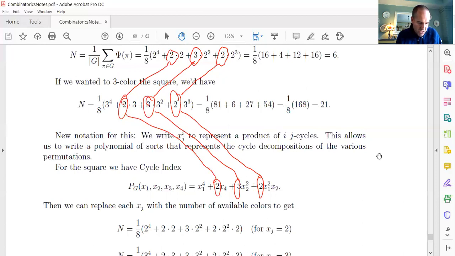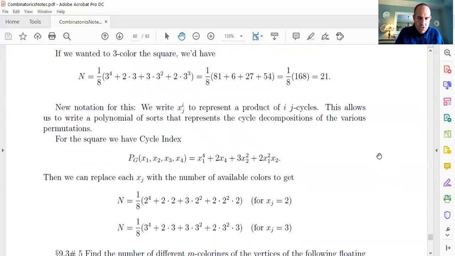Once again, just check it out. If I plugged in 2 for x1, 2 for x2, 2 for x3, and 2 for x4, I immediately see that I'm going to get exactly the formula for 2 coloring the square with the group acting on it. Similarly, if I plugged in all the x's equal to 3, I would get the 3 colorings, and if I plugged in 5, I would get the 5 colors. If I plugged in k, I would get the number of k colorings. We still want to keep this as general as possible. In theory we could have used the same letter, but we want to keep the cycle structure separated out. That will help us later when we write down an inventory for these things.